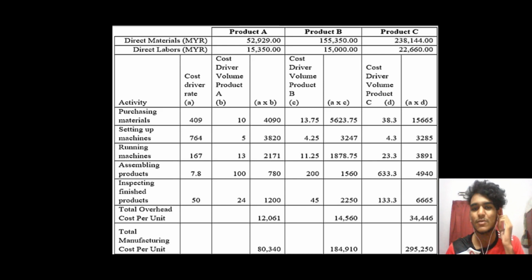Direct materials for product C and direct labor for product C. Add these both together and add it with total overhead cost per unit. Add all these three and you get 295,250. So this is how you calculate the cost driver rate and allocate the overhead to each product. This is how the calculation happens in the ABC costing system.